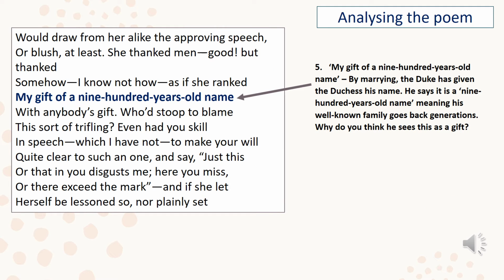The question you are asked to look at on this slide is, my gift of a 900 years old name. By marrying, the Duke has given the Duchess his name. He says it is a 900 years old name, meaning his well-known family goes back generations. Why do you think he sees this as a gift?